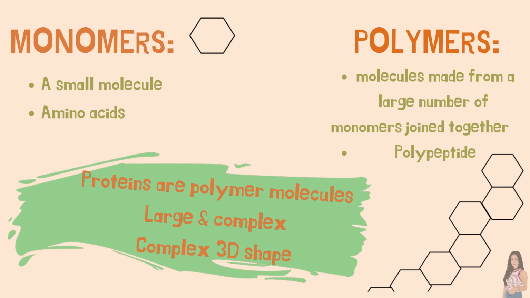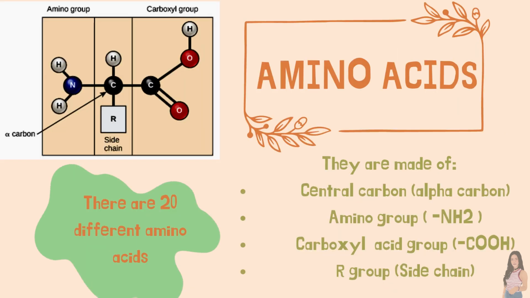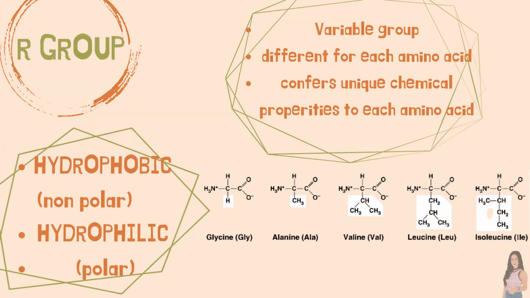Polymers are molecules made from a large number of monomers joined together. In this case, the monomers are the amino acids. Amino acids are the monomers of proteins, and are made of a central carbon, an amino group, a carboxyl group, and an R group. There are 20 different amino acids in our body, and humans can synthesize some of these. The R group is a variable group which is different for each amino acid. Different side chains are attached to the carbon, and this makes one amino acid different from another.